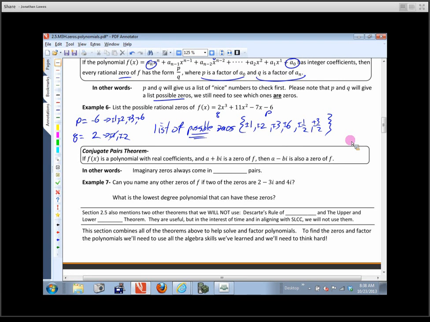How many numbers are here? There's 3, there's 6 altogether with a plus or minus, so that would be 12 zeros. Is there any way that polynomial can have 12 zeros? No. So do all of these work? No. They're just a list of possibilities. Okay? And you literally have some problems that just say, hey, list the possibilities. And we'll do another problem like that in just a second. Any questions? Going to take some practice.